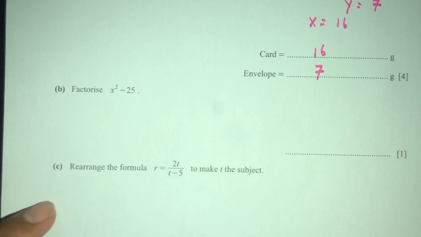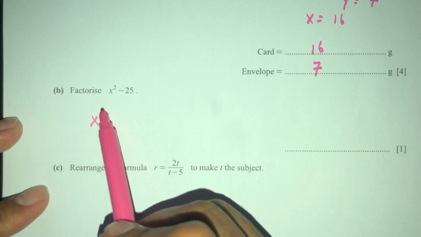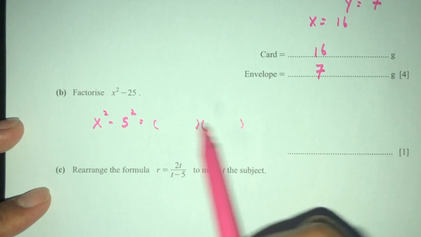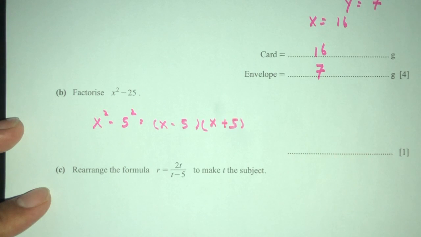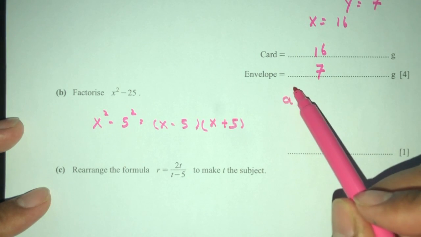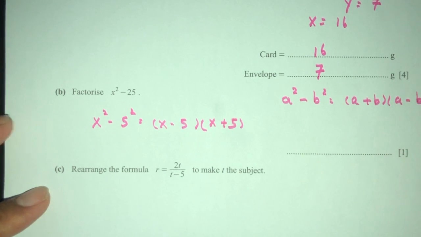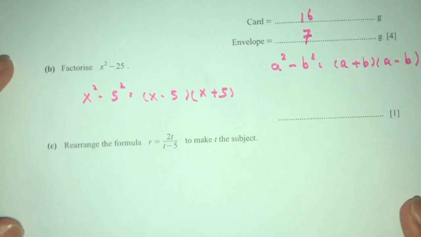And part B, let's factorize this one. So this should be also pretty easy. x squared, 25 is 5 squared. So what is the factorization? x minus 5, x plus 5. This comes from the knowledge that we should know. When we have a squared minus b squared, it is simply a plus b times a minus b. Okay, so that's why we know this is correct. The difference of squares.